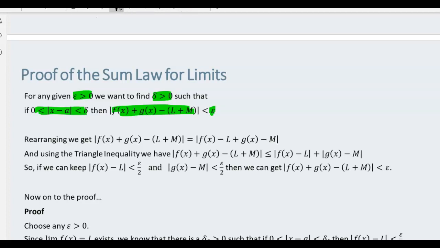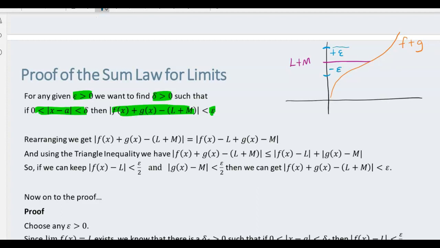So just to remind you what we were doing in the last video, we have some function. This is going to be the function f plus g. If I choose, this is L, this is the output value. Well, in this case, it's going to be L plus M. If I choose some neighborhood, this is going to be plus epsilon, minus epsilon, right? Some neighborhood around that limit.